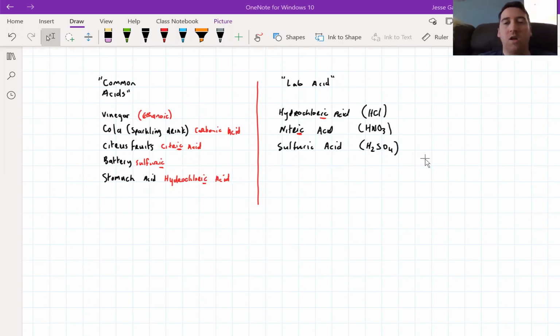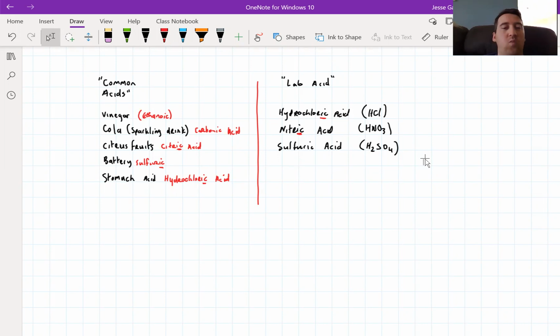All right, so we've just learned about what acids can do. They are corrosive. We've learned about some different common acids where we come across them in our everyday lives, and then some lab acids, the names of the important ones that we're going to be using quite often.